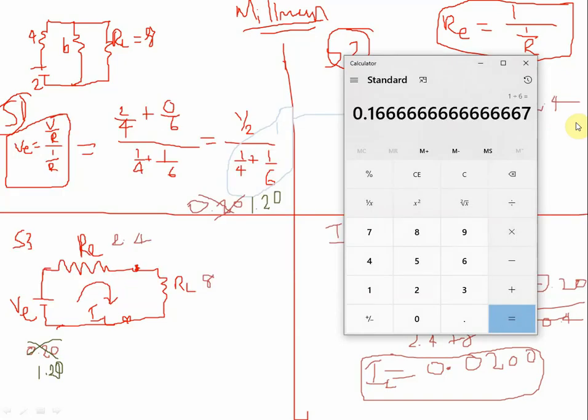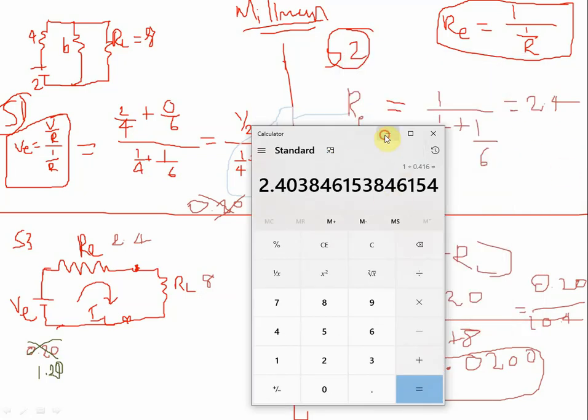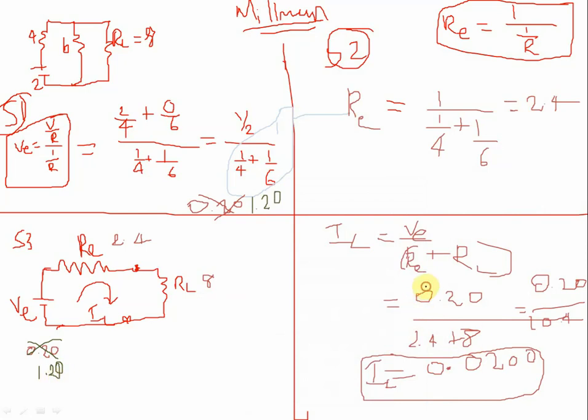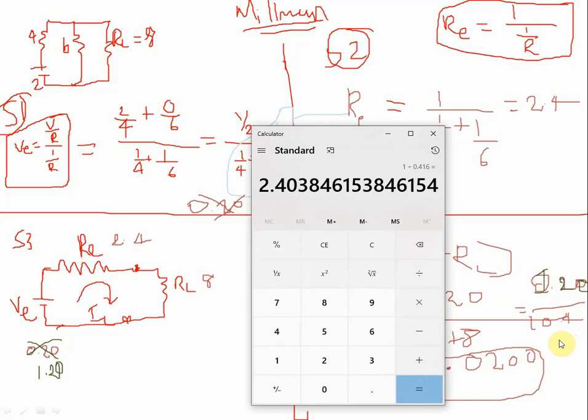1 divided by 6 plus 0.25 is 0.416. Then 1 divided by 0.416. What is the answer? 2.4. The RE is correct. Then substitute. The numerator is 1.20, divided by 2.4 plus 8, that is 10.4. So 1.20 divided by 10.4. What is the answer? The answer is 0.115.